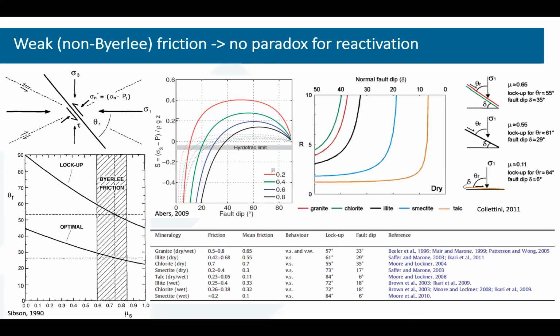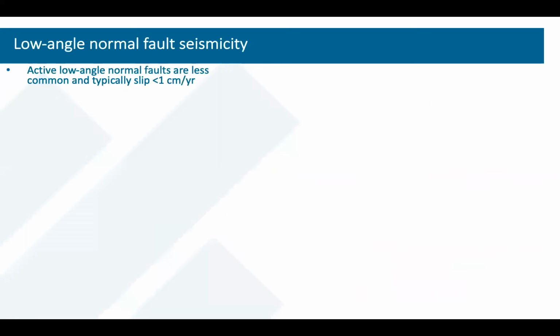Colatini, in his review paper, then looks at some specific lithologies that have been found in exhumed low-angle normal fault cores. So taking the frictional strengths found in the lab from these exhumed fault materials and then plotting them. Sorry that this is sort of an inverse plot of what's on the left, but here lockup occurs when this curve of R goes to infinity. So for pretty standard crustal materials like granite, that's still somewhere in the 30 to 40 degree range. But for these weak clays like illite, smectite, and talc, we start pushing that possible dip of your normal fault closer to 10 degrees or so.